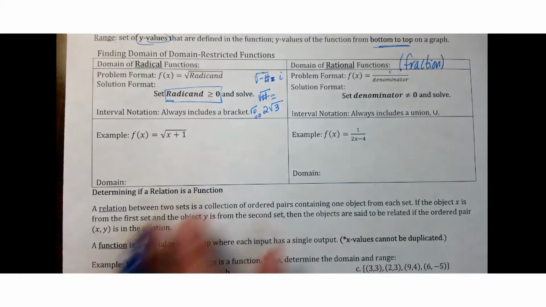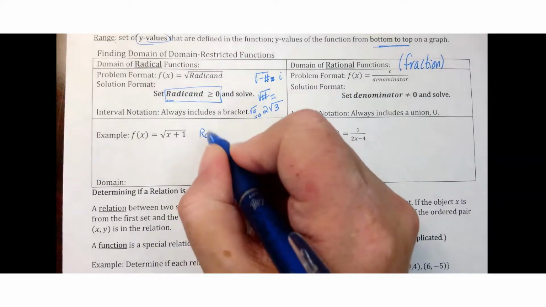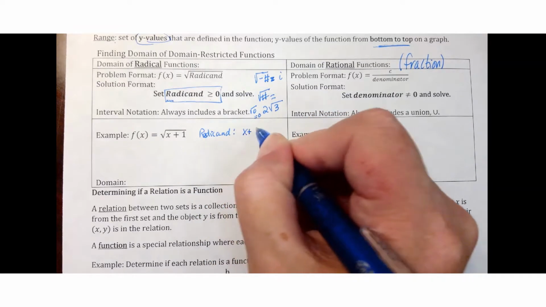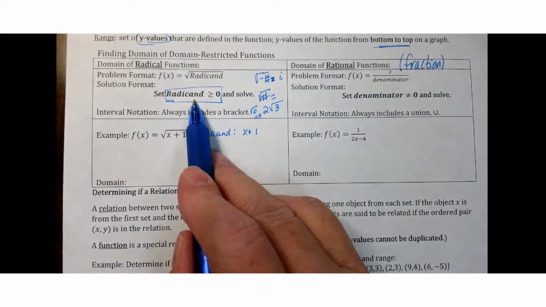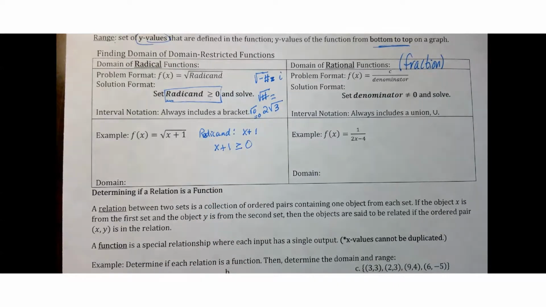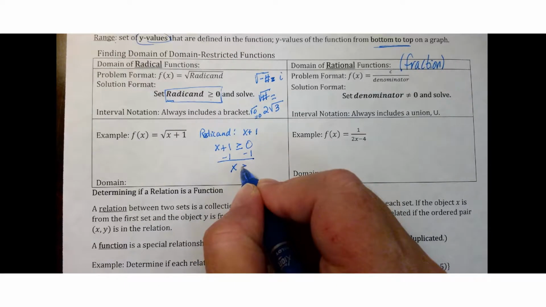Okay, so let's look at this first example. We have f of x equals the square root of x plus 1. Our radicand here is x plus 1. So if I'm following this format, I'm doing x plus 1 greater than or equal to 0 and solving. So this is minus 1, x is greater than or equal to negative 1.